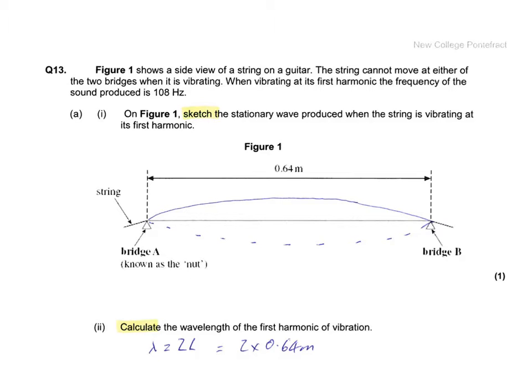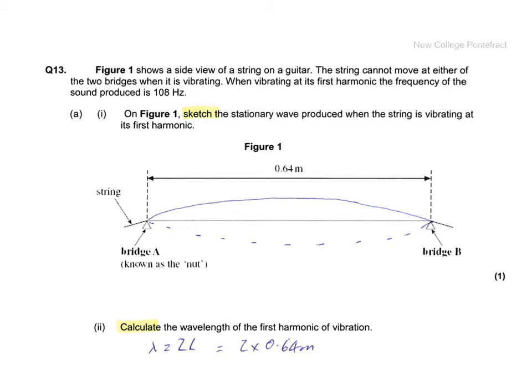Sketch the stationary wave produced when the string is vibrating in its first harmonic. What sketch means is draw it as well as you possibly can. It does not mean go in and do something revolting like this. It might have been what sketch meant in your art lesson. It is not what sketch means in physics. Draw it. There's only a single piece of string, so just draw that string as best you can. Let's get rid of that again.